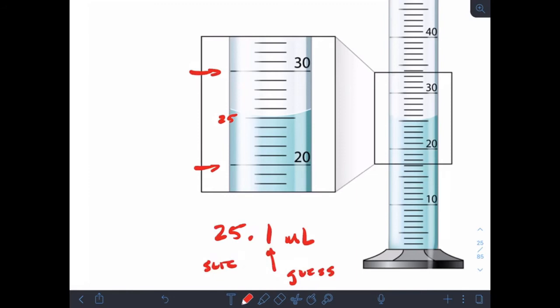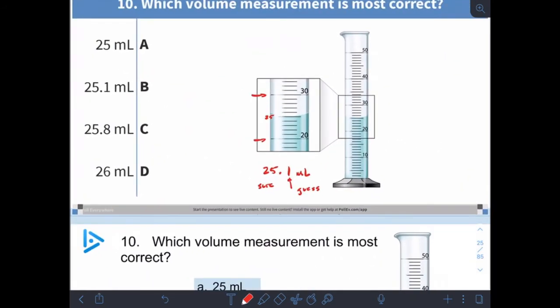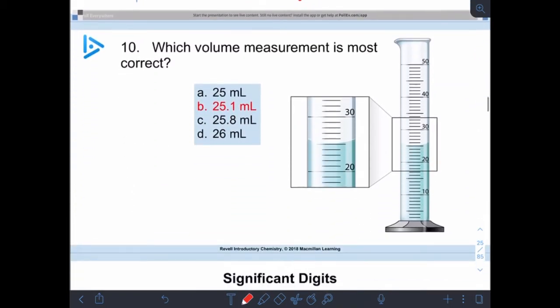Okay? I'm not going to be able to say 25.10 or 25.12 because I don't have the markings to be sure of any more digits. All right, so if I have to go by this, I'm going to guess 25.1. Right, according to the slides, I am correct.